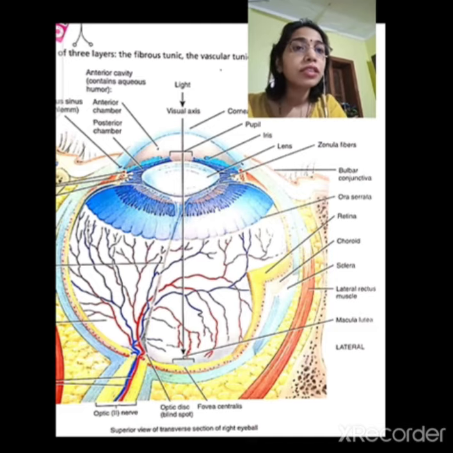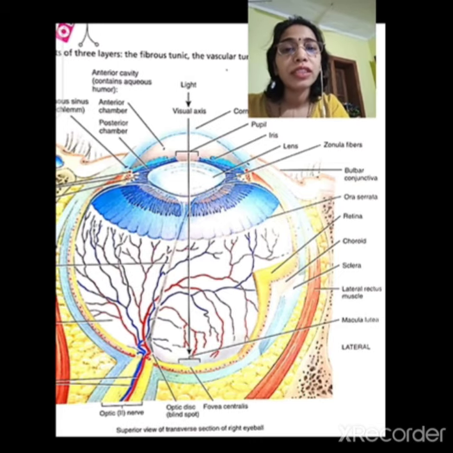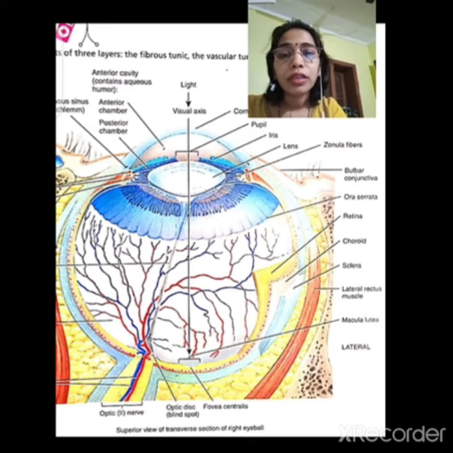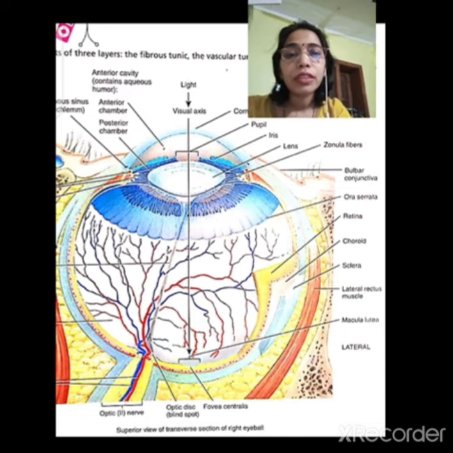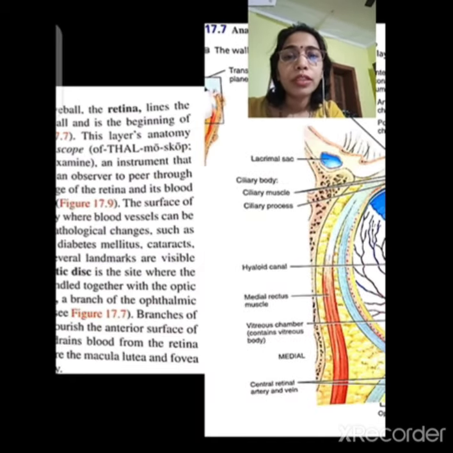This tunic, as the name suggests, is the vascular tunic, which means it contains all the blood vessels. All the blood flow is in this area. You can see the blood vessels here. So this is the highly vascularized choroid. You can see this choroid is present here. It is choroid and it is highly vascular. All the blood vessels will go to this choroid.